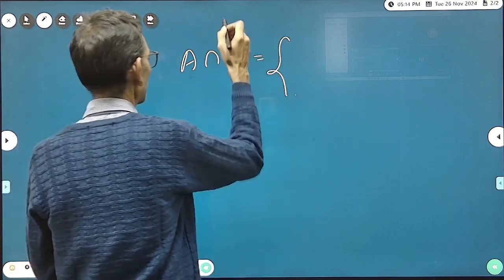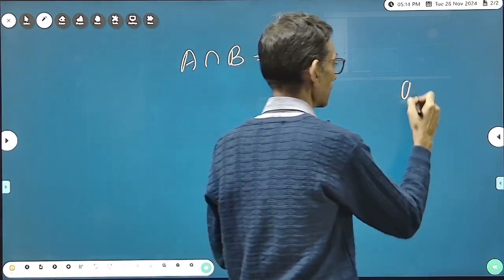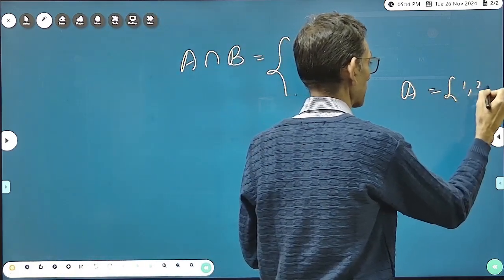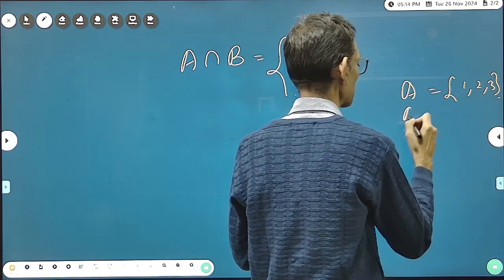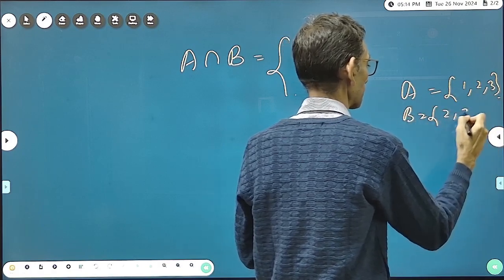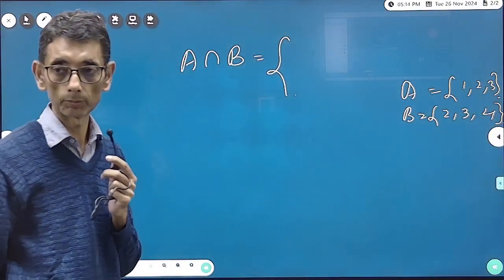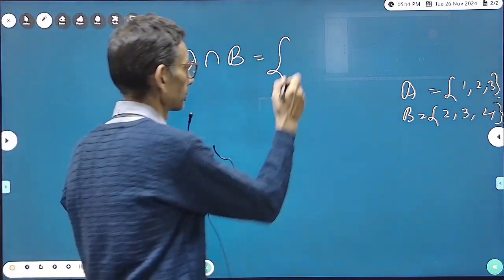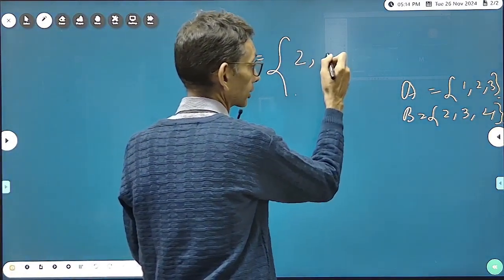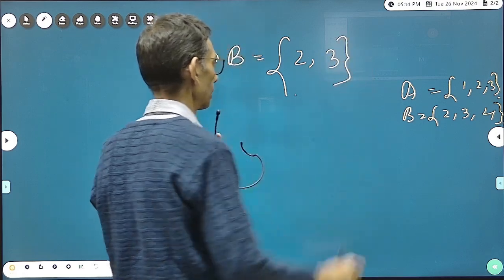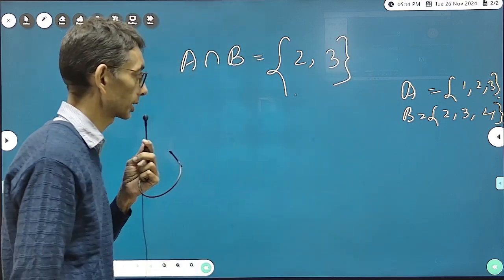So now, intersection of sets, A intersection B. We have taken A as 1, 2, 3 and B as 2, 3, 4. In intersection only the common elements will come. So 2 is common, it will come. 3 is common, it will come. Only the common elements will be in the intersection of sets, right?